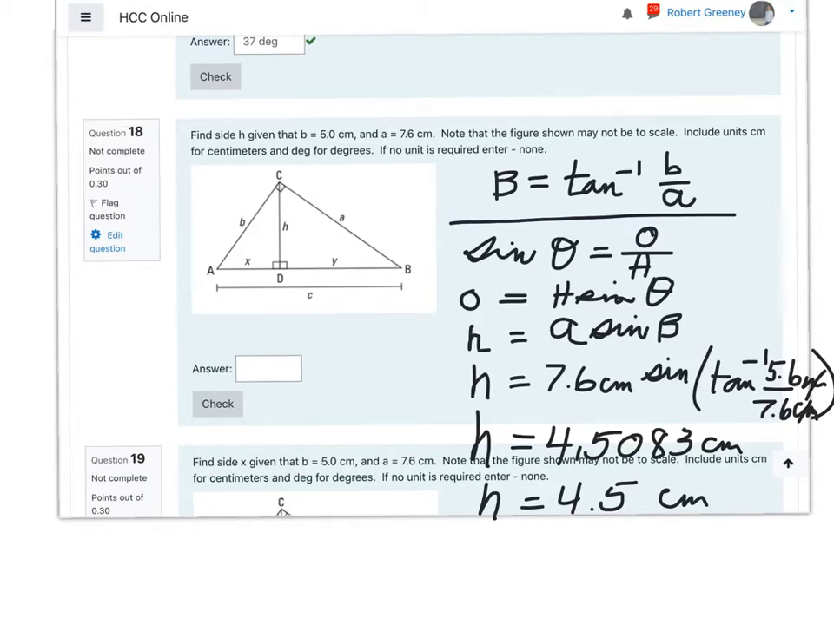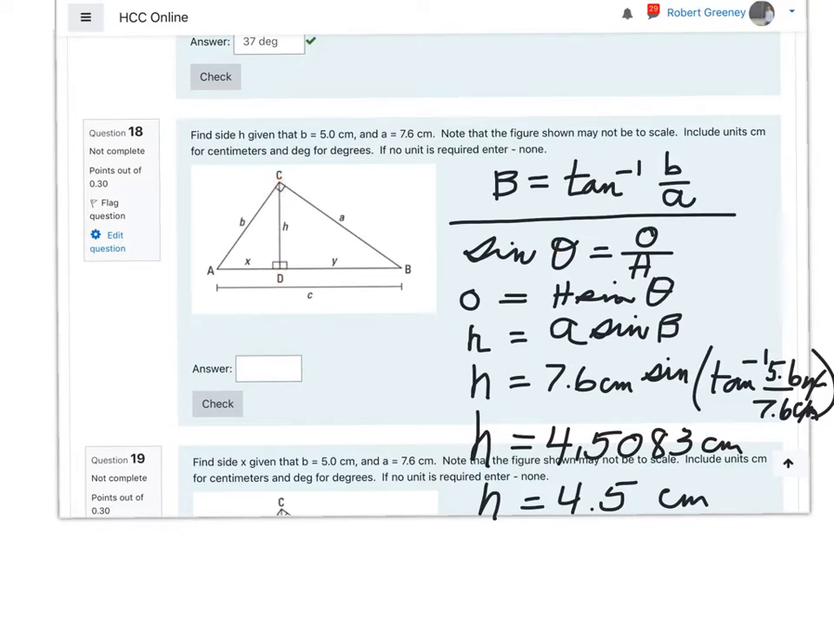Okay, so following what we did in 17, we can get angle B by taking the inverse tan of the opposite over the adjacent. And then once we have angle B, we use the equation sine theta equals opposite over hypotenuse. This side H is the opposite side of this right triangle, where A is the hypotenuse. So notice we're using this right triangle to get B here, and then we're using this right triangle, which has the same common angle B, only in this case A is the hypotenuse and H is the opposite side.